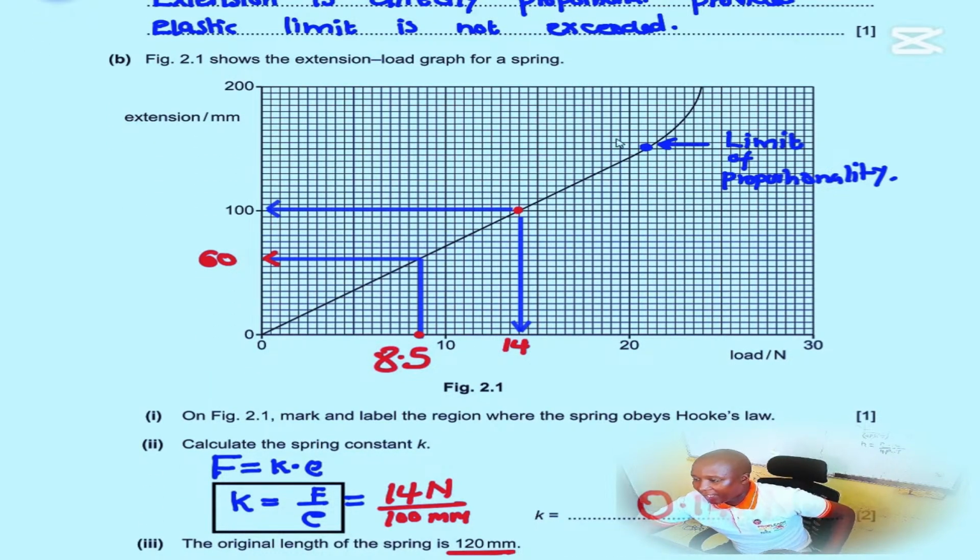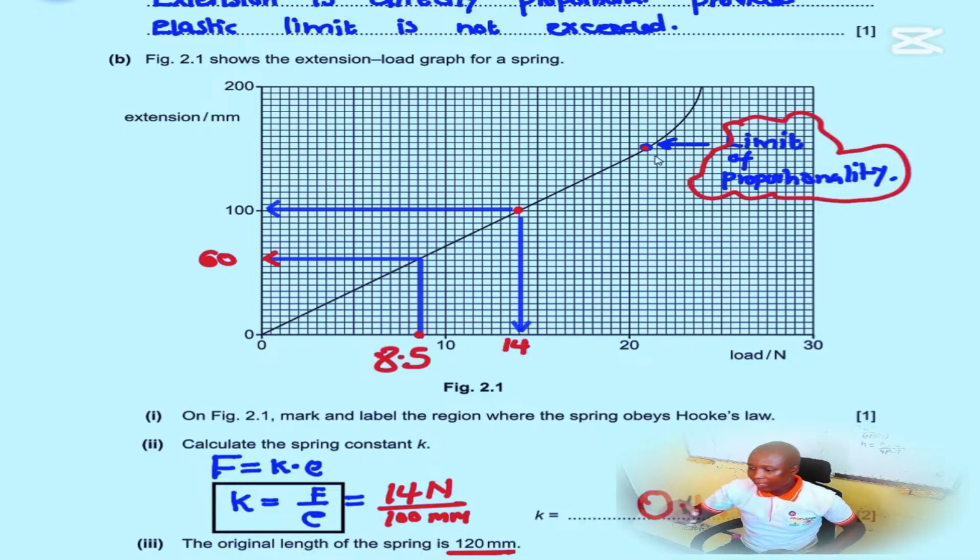we have a limit of proportionality at this particular point. The point where the graph stops being straight, that's called the limit of proportionality. Up to that point, extension is proportional to the force applied or the load, up to the limit of proportionality.